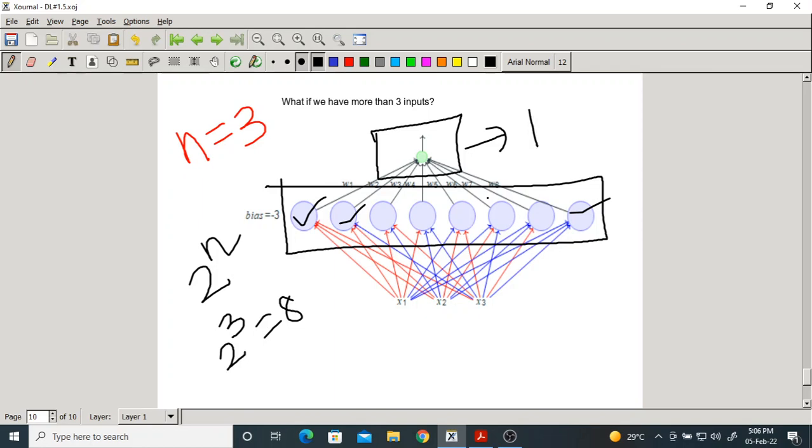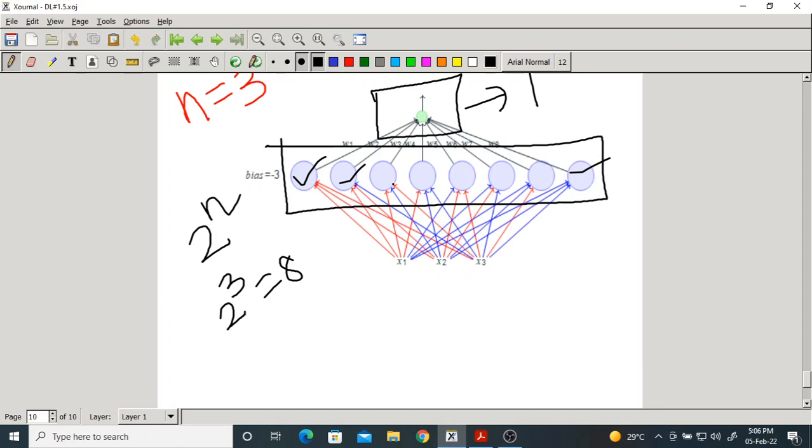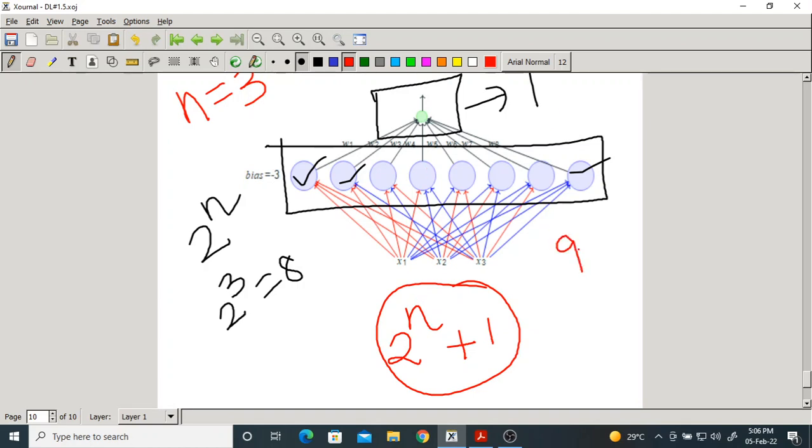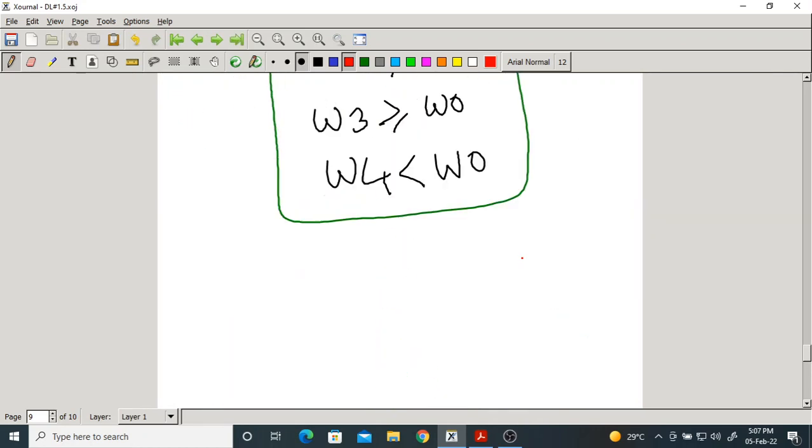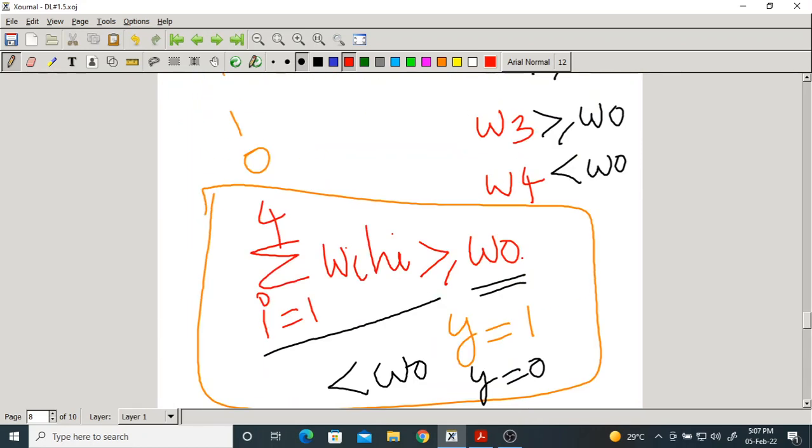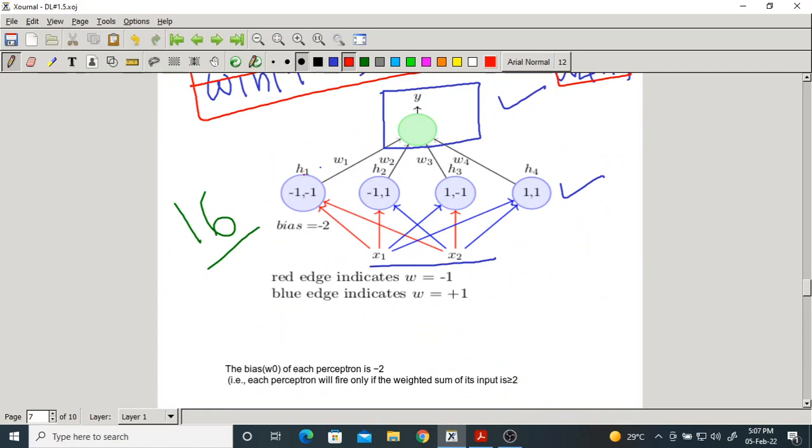Total, how many perceptrons do we have? In the hidden layer, 2 power n, plus in the output layer 1. Total perceptrons are 2 power n plus 1. For 3 inputs, that means 8 plus 1, 9 perceptrons. For 2 inputs, how many perceptrons? 4 plus 1, 5. Obviously 2 power n plus 1. If n equal to 2, 2 power 2 plus 1 is 5.